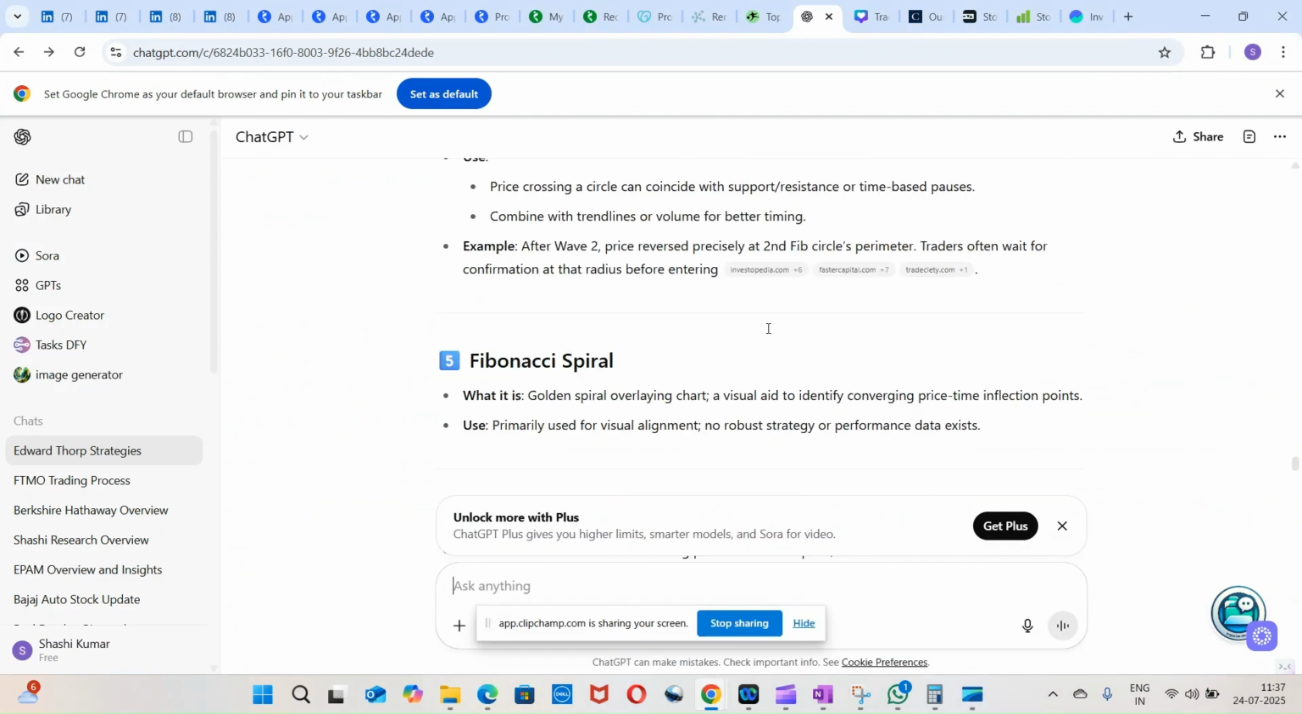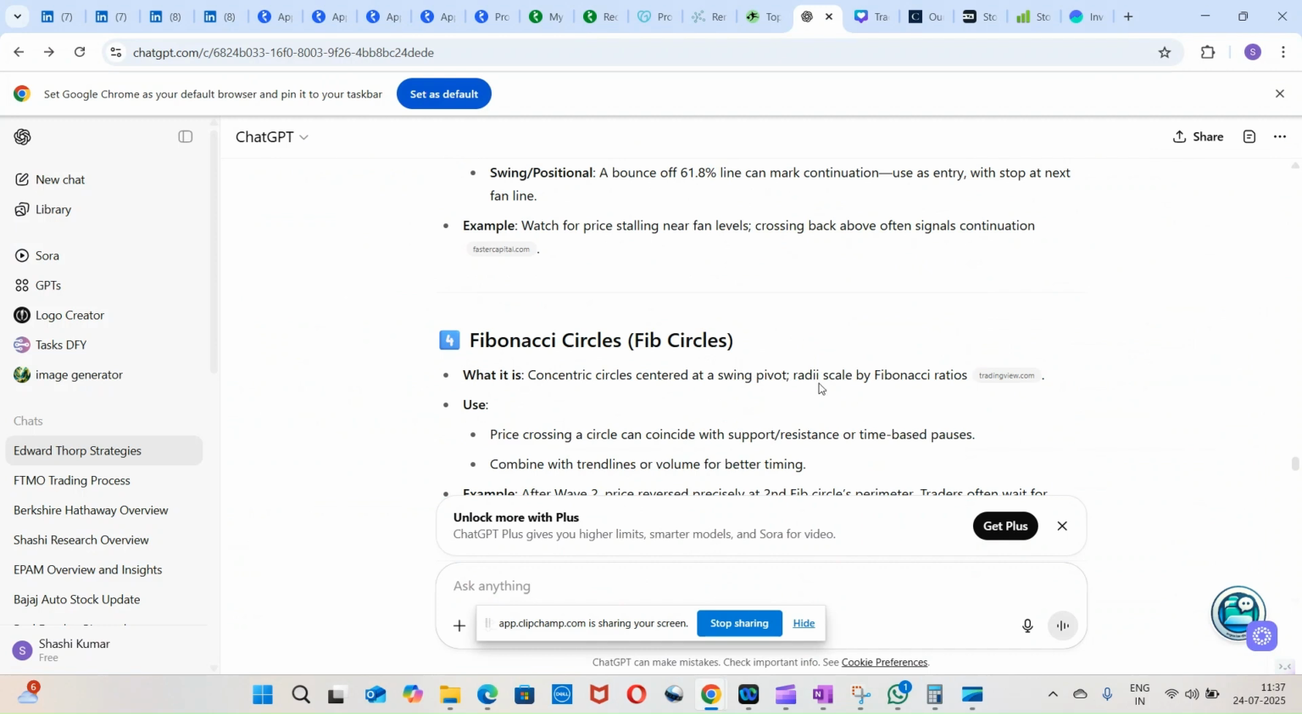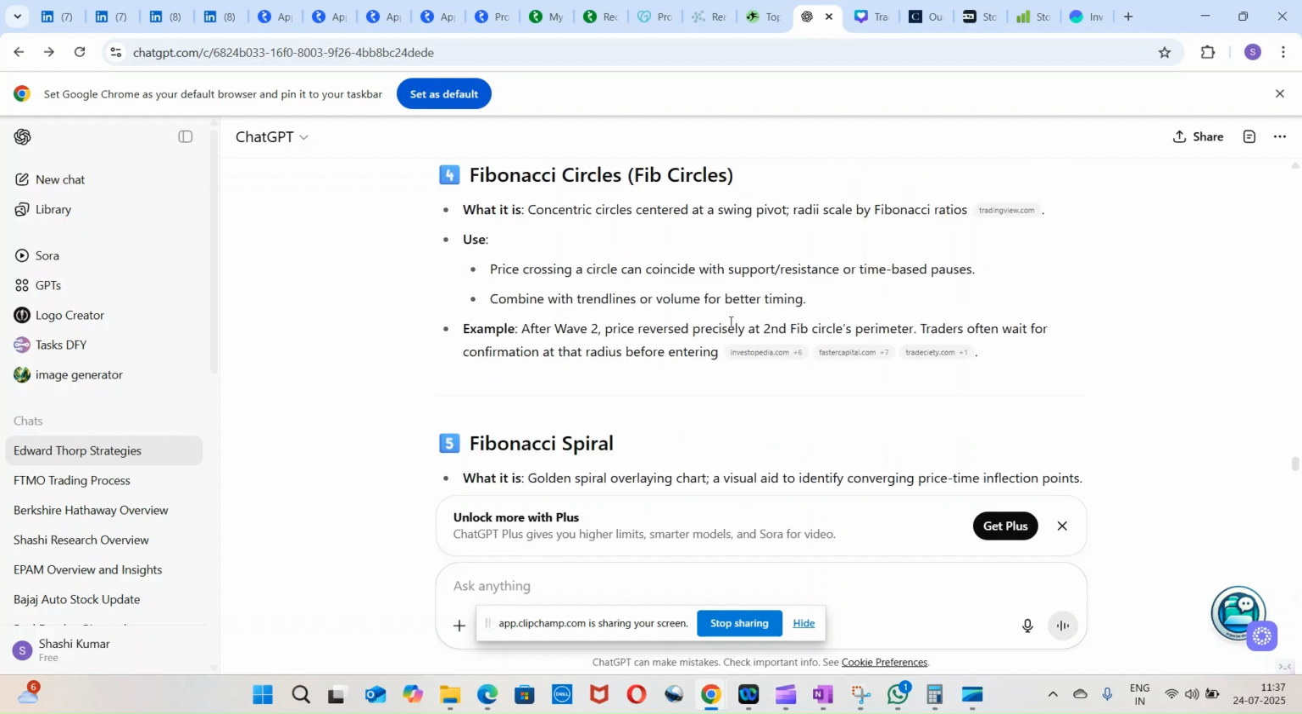Next one is Fibonacci circles. These are concentric circles centered at a swing pivot, and these circles are again in Fibonacci ratios. Price crossing a circle can coincide with support, resistance, or time-based pauses. So combine this with trend lines or volumes for better timing. After wave 2, price reversed precisely at the second fib circle's perimeter. Traders often wait for confirmation at that radius before entering.